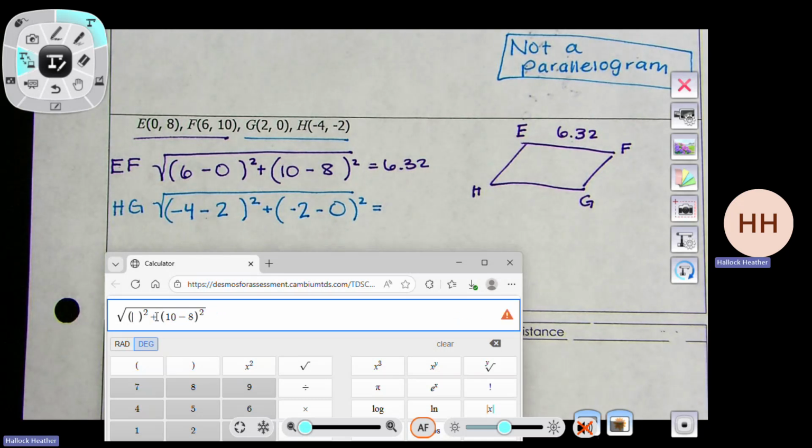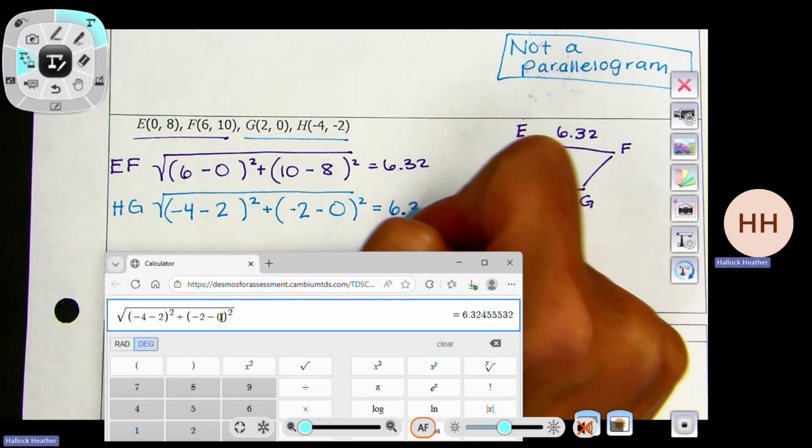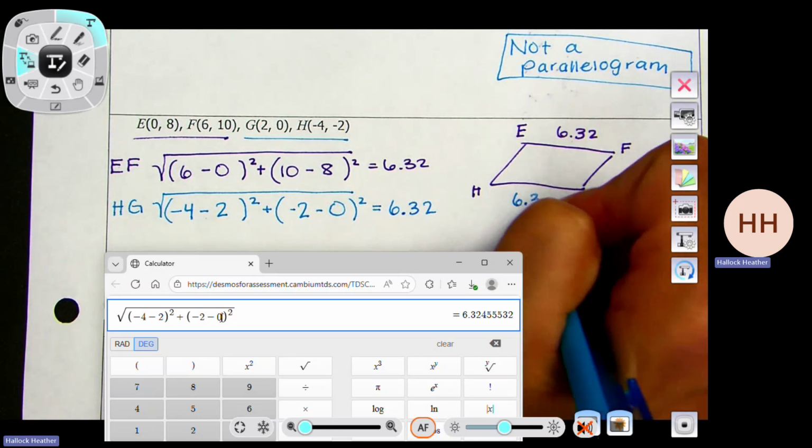Once you have your format in your calculator, make sure you're not clearing out your calculator, you're just changing the numbers. Hold on, -2 minus 0. Okay. Look at your little picture, notice that these ones are exactly the same, 6.32. So this is a good sign. So far we're on the right track.